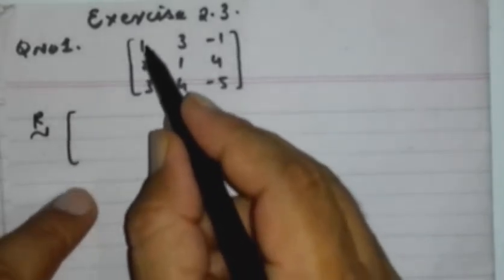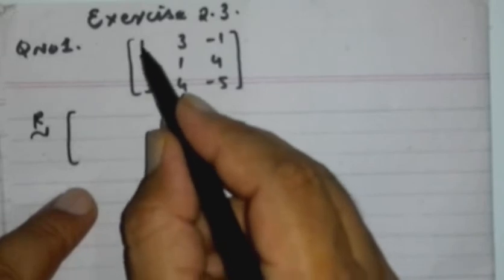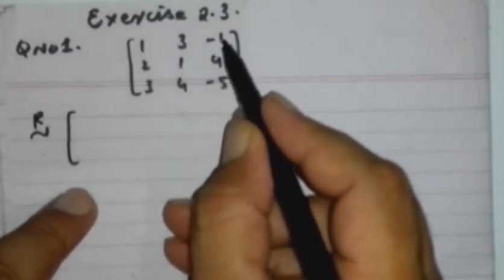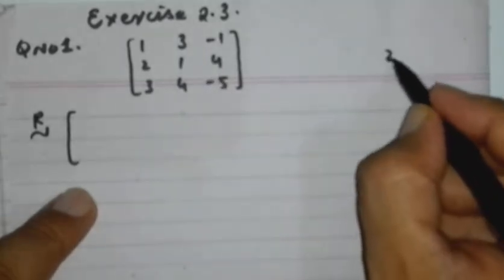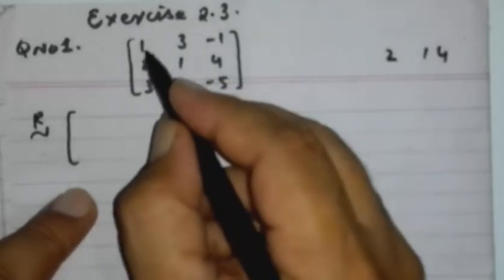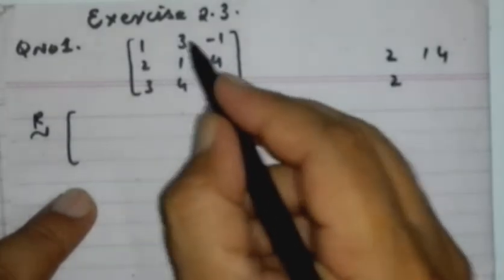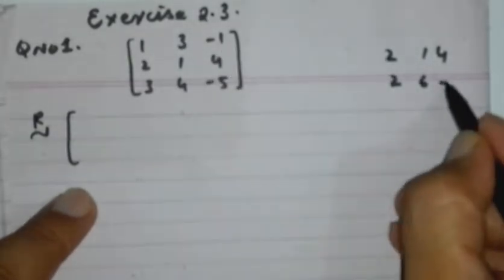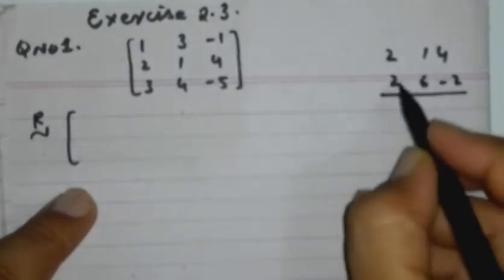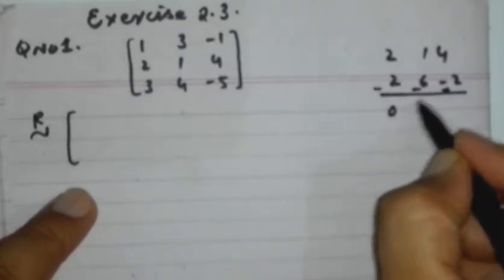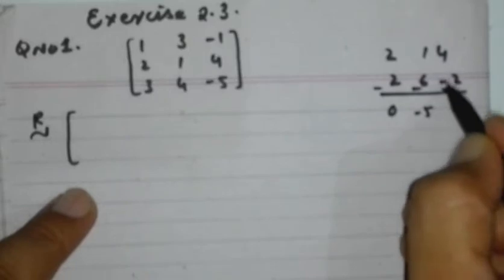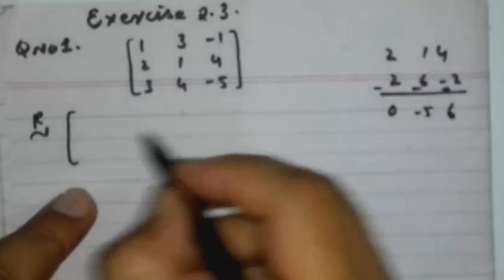Here is 2 and here is 1. So multiply the first row with 2 and subtract it from the second one. The second row is 2 1 4, and multiplying the first row with 2: 2 1s are 2, 2 3s are 6, 2 minus 1s are minus 2. Now subtract it, minus plus. So we get 0, here minus 5, and 4 plus 2 we get 6.